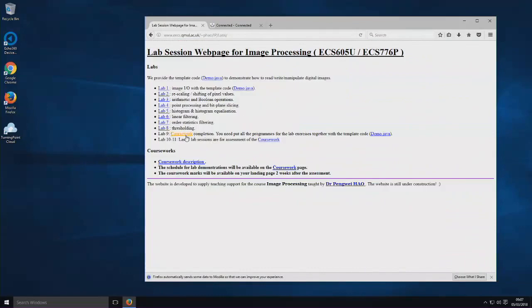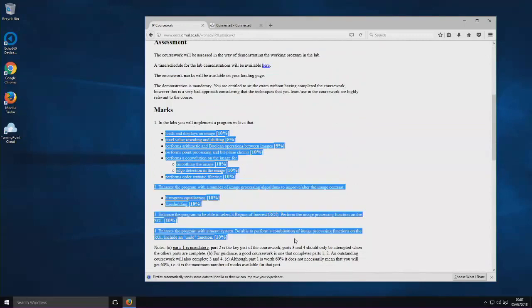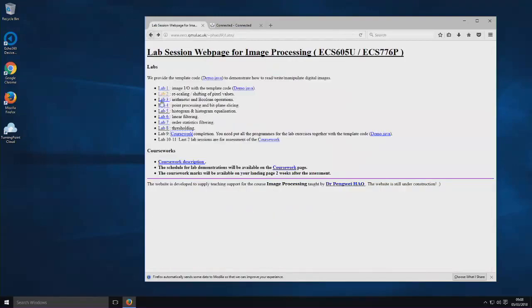Lab access coursework, and if you go to marks, you can see that if you have done all of them, you get to 100%. Actually, this 100% is for 20% of the final marks. But points 3 and 4 are not in the lab sheets, right? Yes, they are related to the lab sheets, from lab 1 to lab 8, and from week 2 to week 10. Actually, week 10 is for the coursework completion.